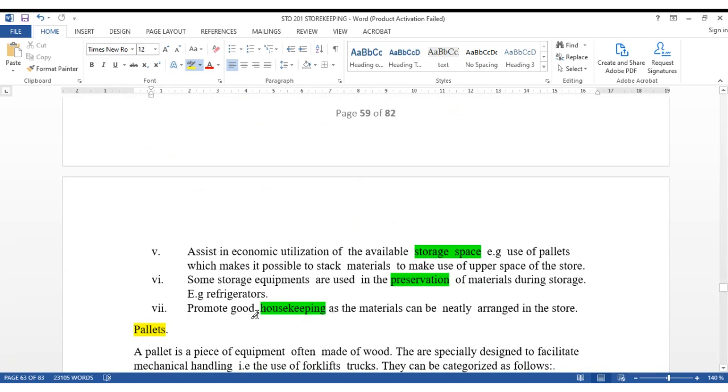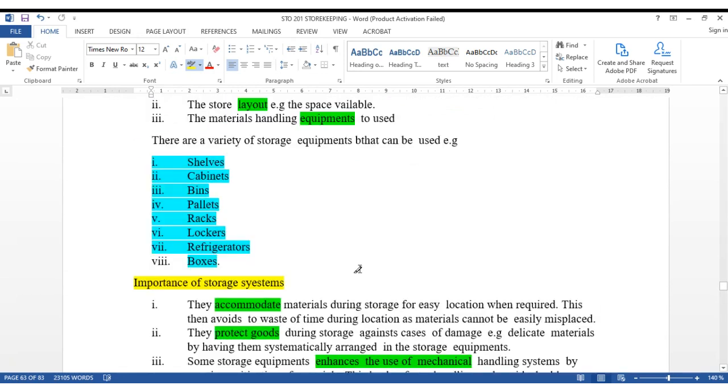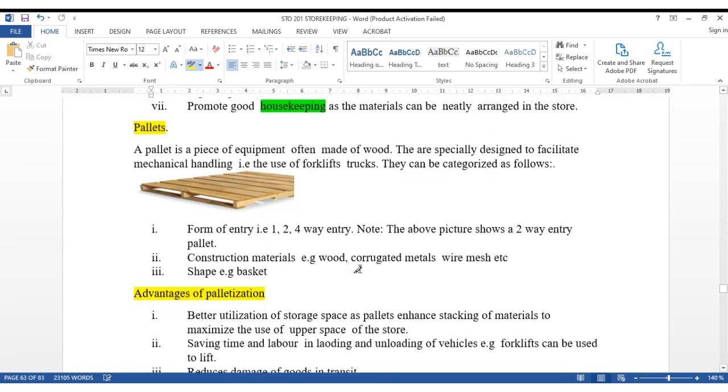Let's look at pallets. A pallet is a piece of equipment often made of wood or plastic. It is designed to facilitate mechanical handling, for example, the use of forklifts or trucks. They can be categorized as follows.